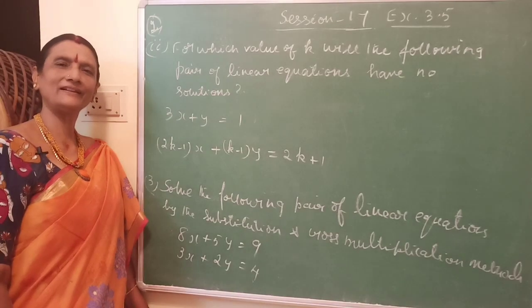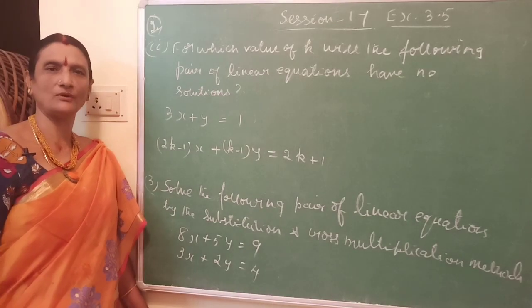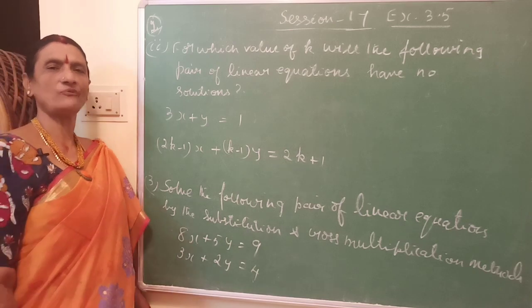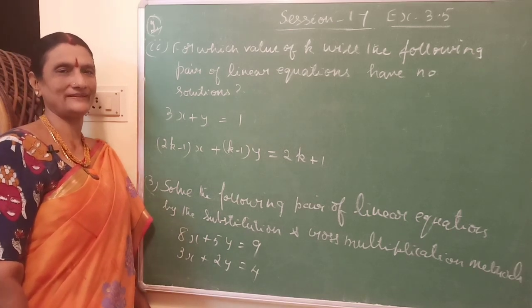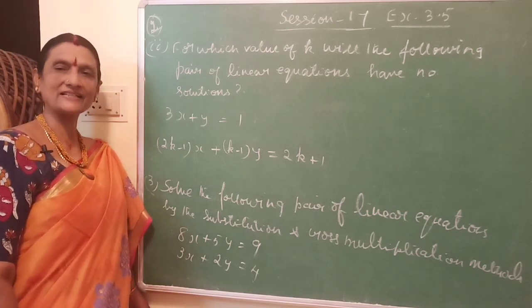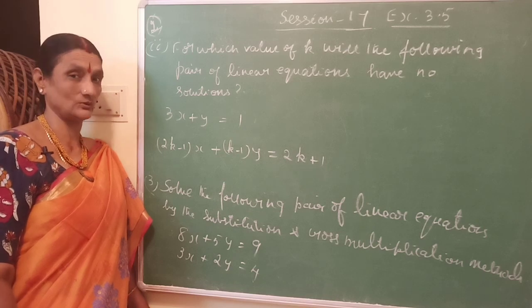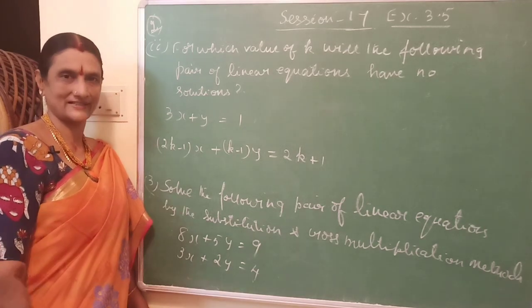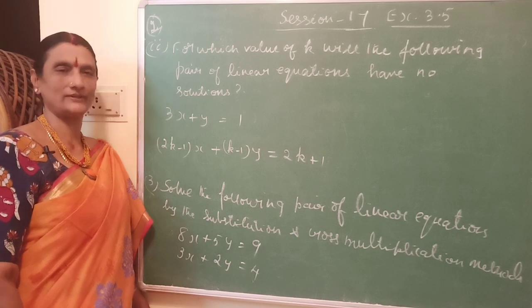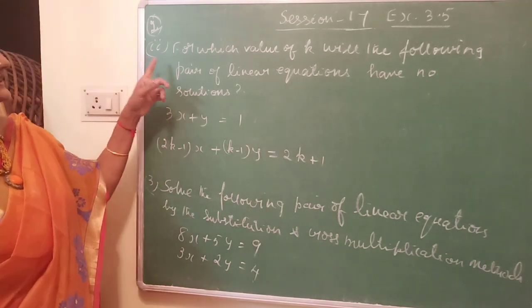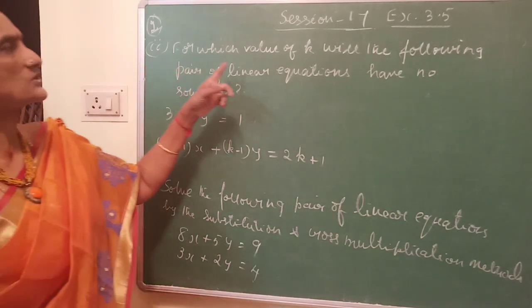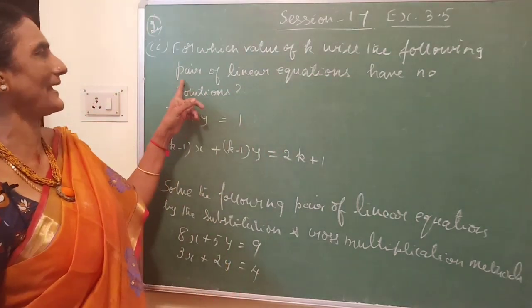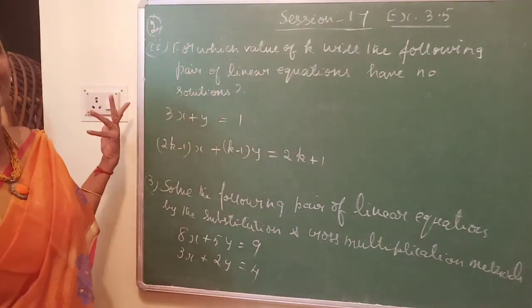We have completed the 4 subdivisions of question number 1. Second question, first subdivision is also completed. Second sum, second subdivision, I want you to try as homework, and also the third sum. Let me explain how to do this. In the second sum, second subdivision, it is given: for which value of k will the following pair of linear equations have no solutions.